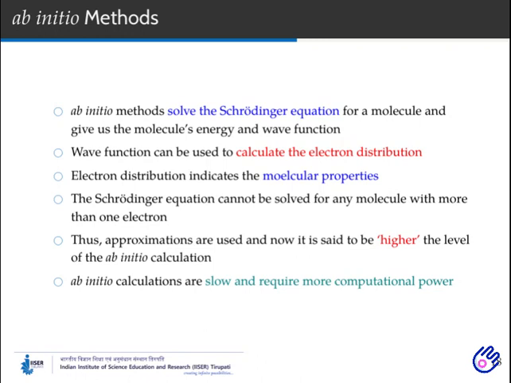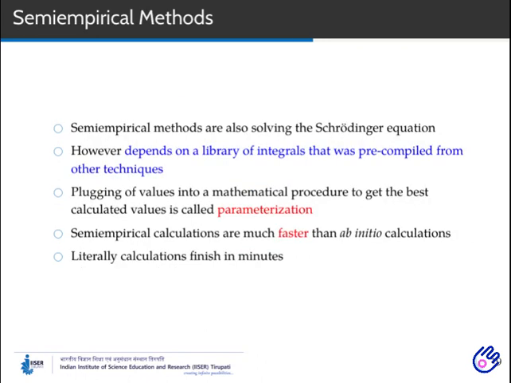Since these methods have to solve multiple components, they are often very slow, and sophisticated computational facilities are required to perform them. In the case of the semi-empirical method also, as with ab initio methods, we solve the entire system. But here, the semi-empirical program will be preloaded with an integral library, and whenever a calculation starts, it will substitute the known values, thus improving the efficiency multifold.